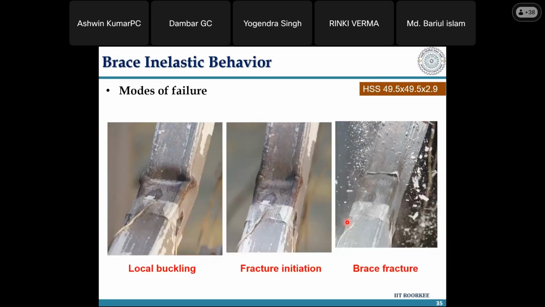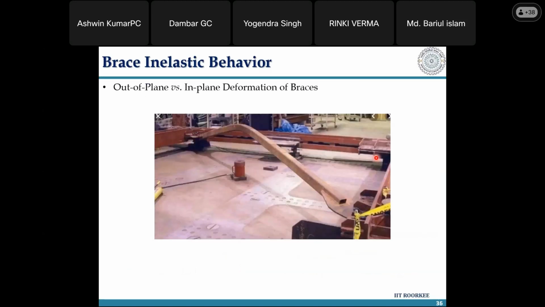This is the fracture. Now, if you look at a brace section, this is a hollow square section 49.5 by 49.5. In it you can see the local buckling looking like this, and then where is the fracture initiating? It is initiating at the corner, right? And then the final fracture is happening. So that is what was explained earlier, that high stress concentration occurs at the corner, and hollow square or rectangular sections are not good for seismic.